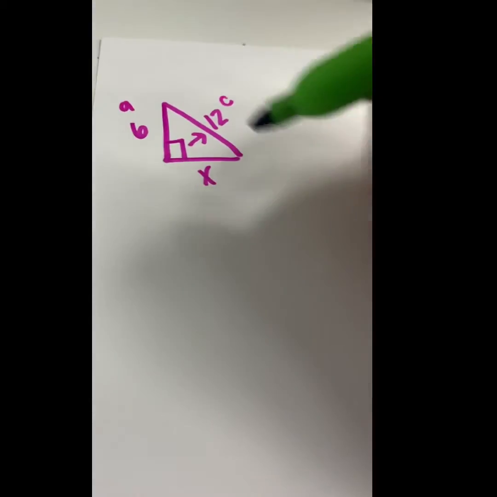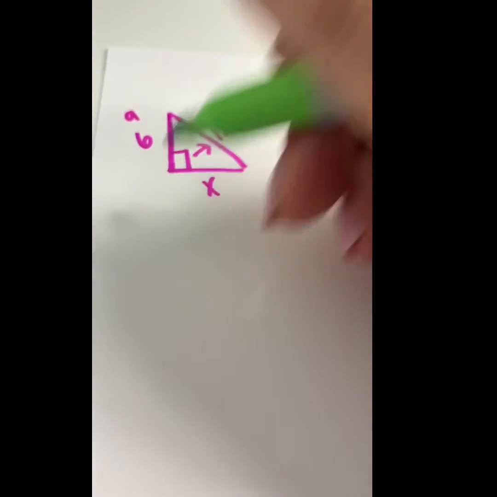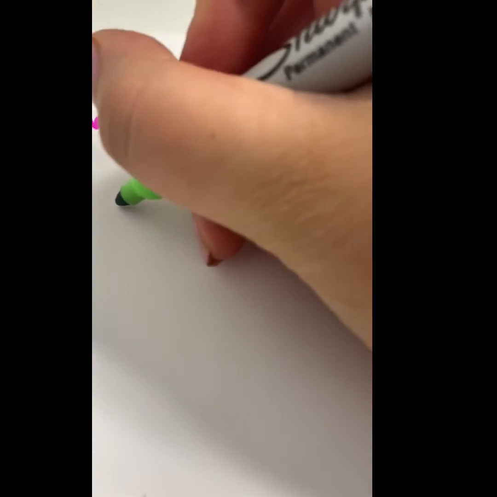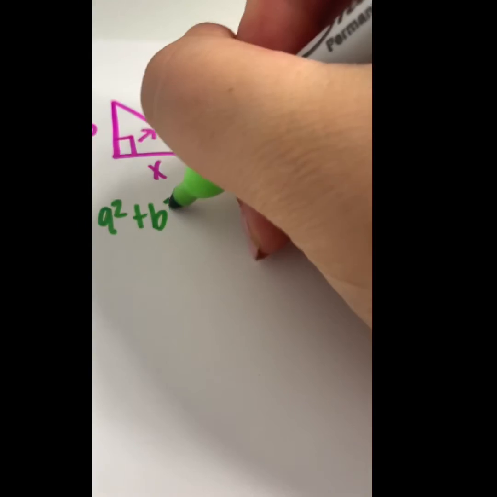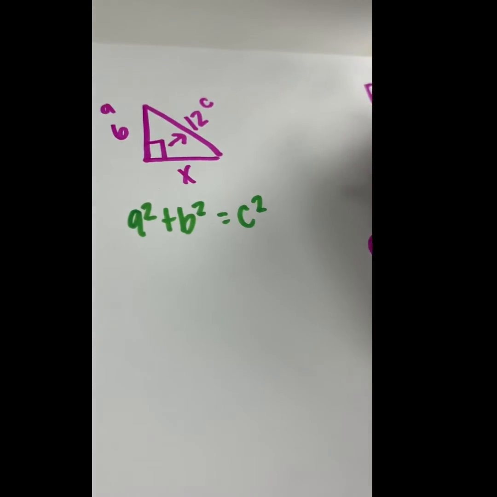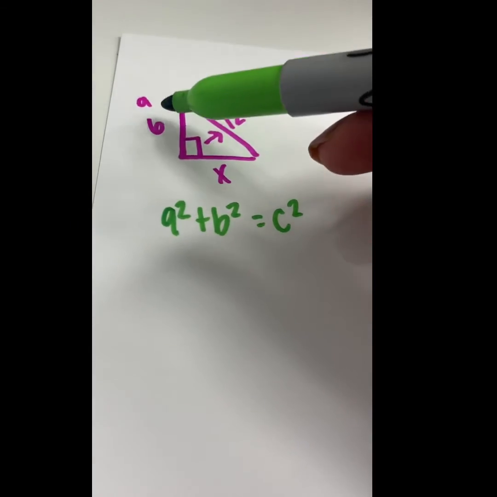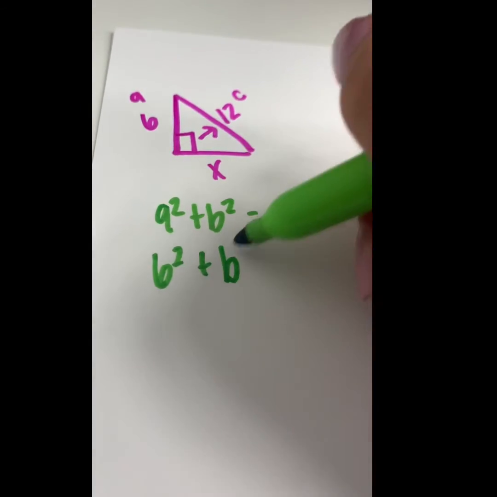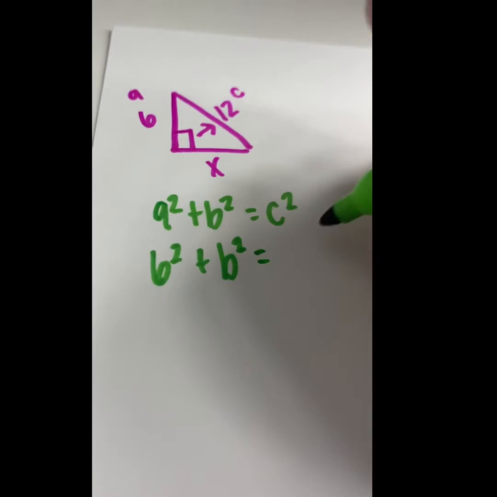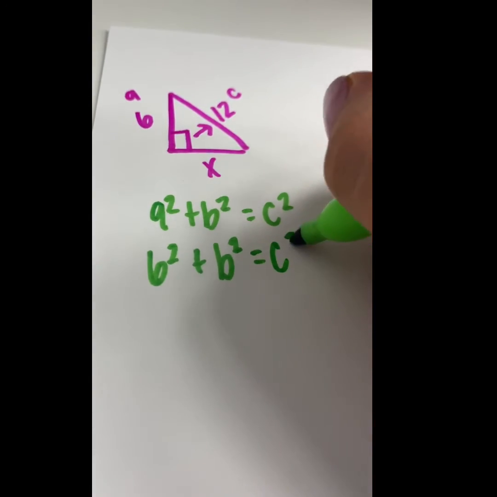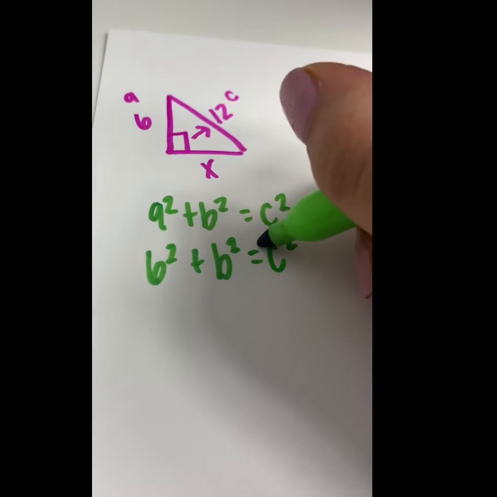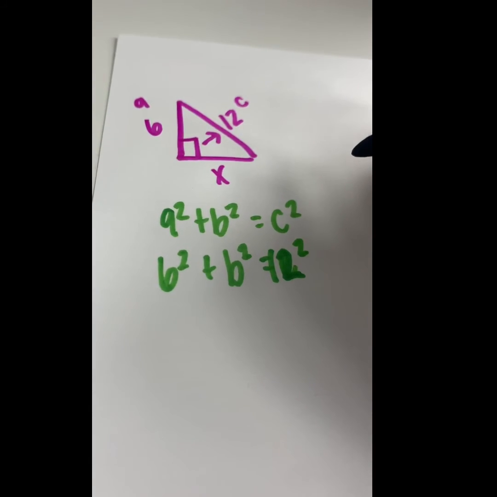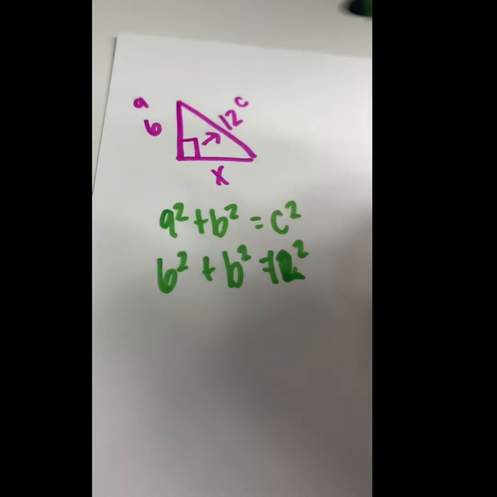So for this problem, we're going to start off the same, right? We're going to plug in our numbers. So in our formula, we have A squared plus B squared equals C squared. Okay, let's plug in our numbers. We know our A, we have 6 squared. We don't know our B, so we're going to leave that. But we do know our C squared, which is going to be 12. Okay, so just like the first one, let's square our numbers.